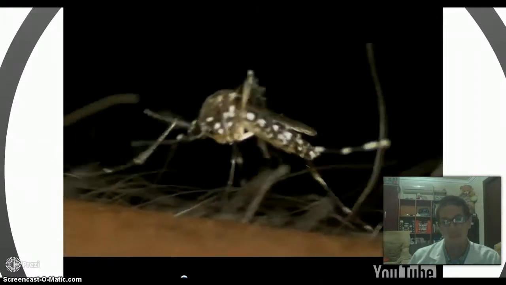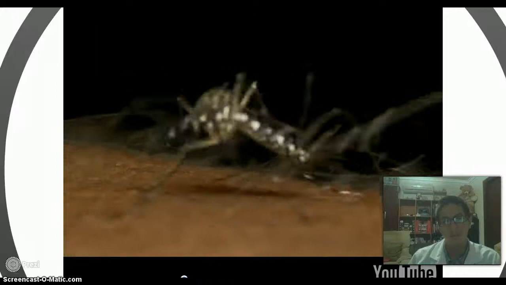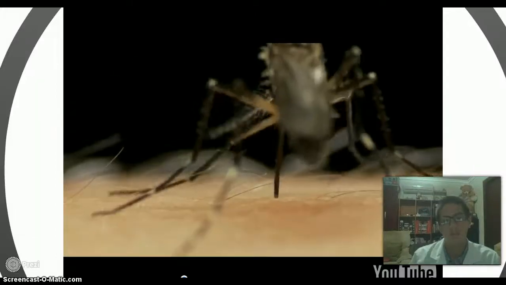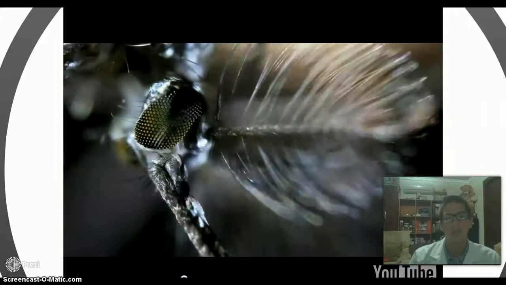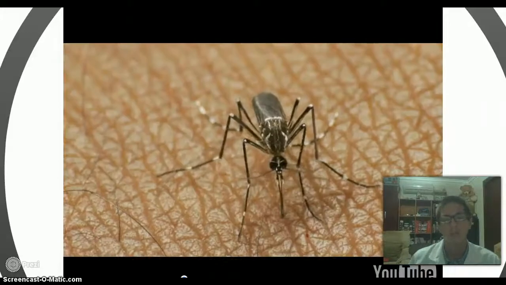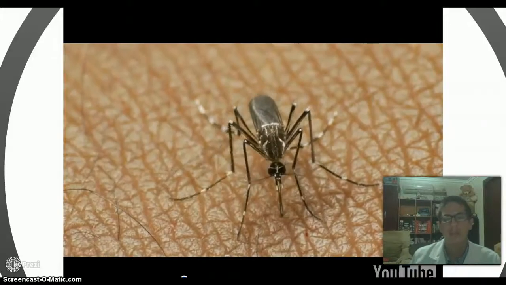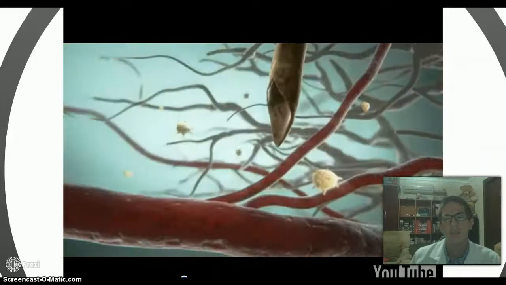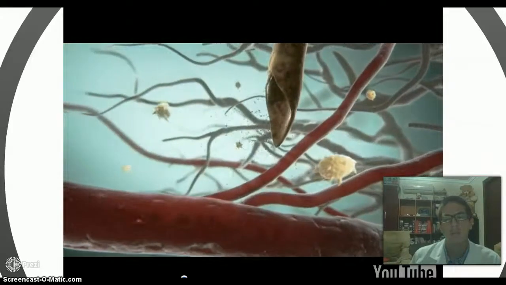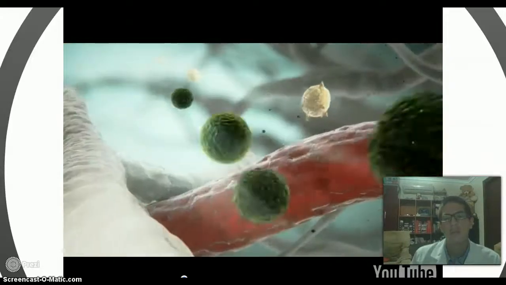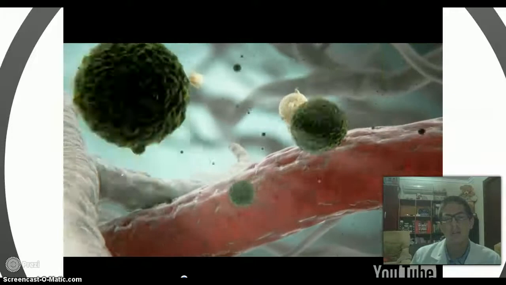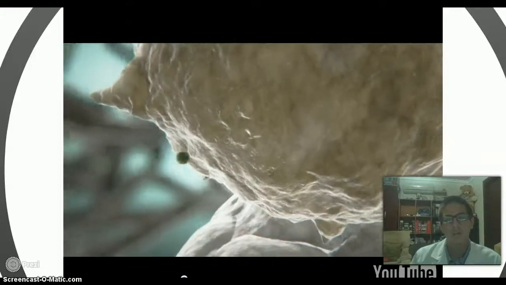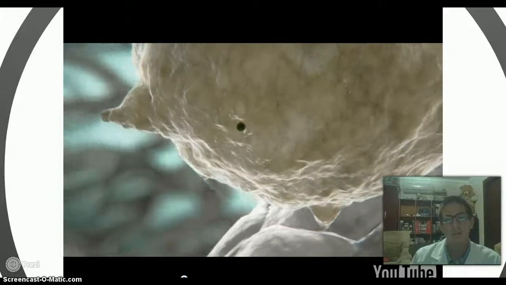Transmitted by mosquitoes, dengue fever is a threat to almost half of the world's population. Dengue is a major public health problem, particularly in Latin America and Asia, where outbreaks occur regularly. When biting a person for its blood meal, an infected mosquito releases saliva containing the dengue virus. Once in the body, the virus infects the immune cells in the skin tissue.